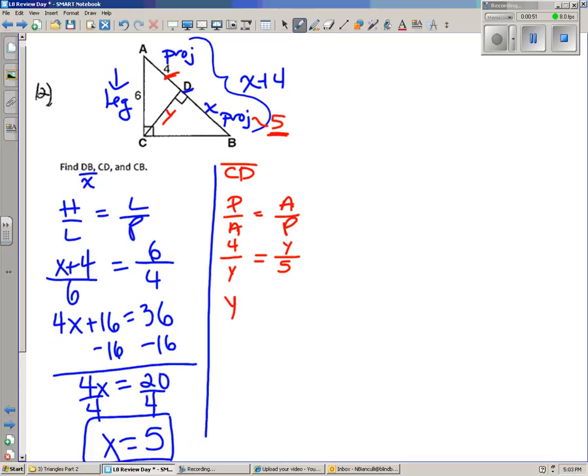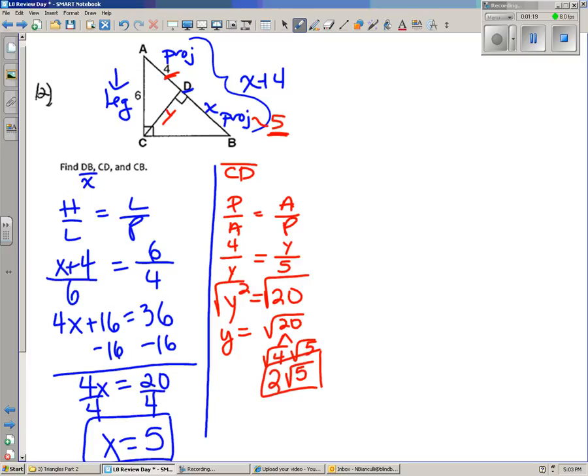Cross multiply, you get y squared is equal to 20. Taking the square root, y is equal to the square root of 20, which the biggest perfect square which divides into 20 is 4. So radical 4, radical 5. Radical 4 is a perfect square, so square root of 4 is 2. It gets to come out of the radical disguised as a 2. And 5 stays in the radical because it's not a perfect square. So our final answer for CD is 2 radical 5.